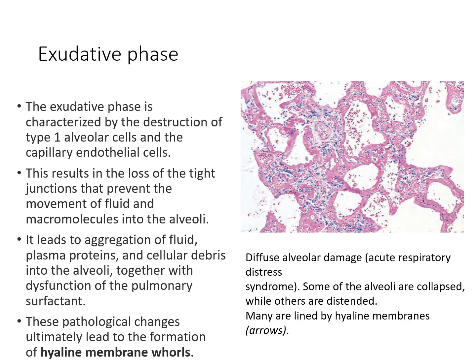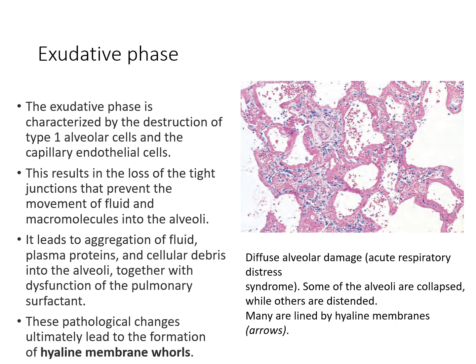Now we look at what happens in the exudative phase. The exudative phase is characterized by destruction of type 1 alveolar cells and the capillary endothelial cells. This results in the loss of the tight junctions that prevent the movement of fluid and macromolecules into the alveoli. So as you can imagine, this leads to fluid aggregation, plasma proteins coming into the alveolar spaces, and cellular debris also coming into the alveolar spaces.